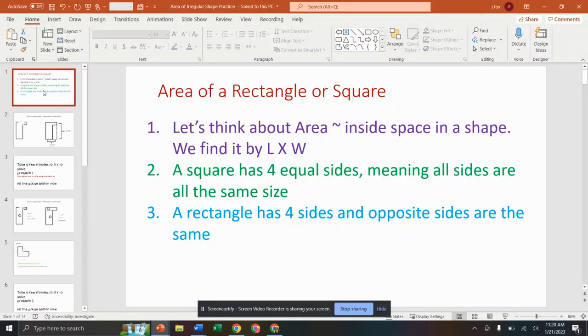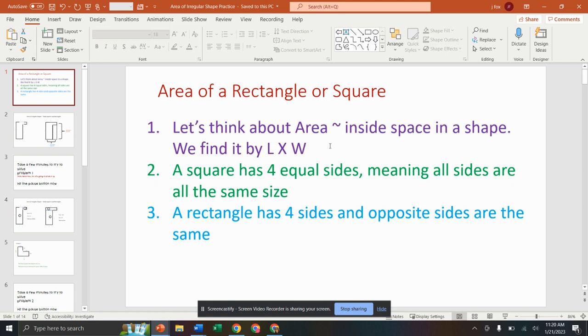All right, so we're going to still talk about area. We talked about area of a rectangle or a square. We're talking about irregular shapes right now. So if we want to think about area, there's a couple things we want to keep in mind.